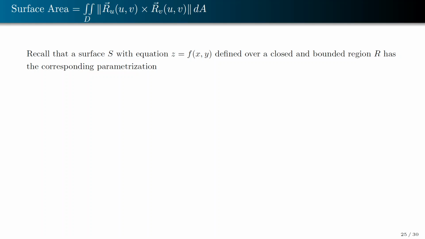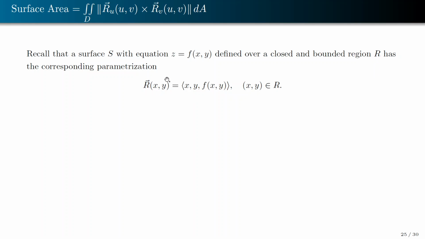Okay, now we derive a formula for the surface area of S. This time with S having equation z equals f of xy defined over a region R in the xy plane. So to do that, we actually just use the fact that such a surface in this scenario can be parameterized. It has actually a natural parameterization given by r of xy equals x, y, f of xy, where xy will vary over this region R in the xy plane.